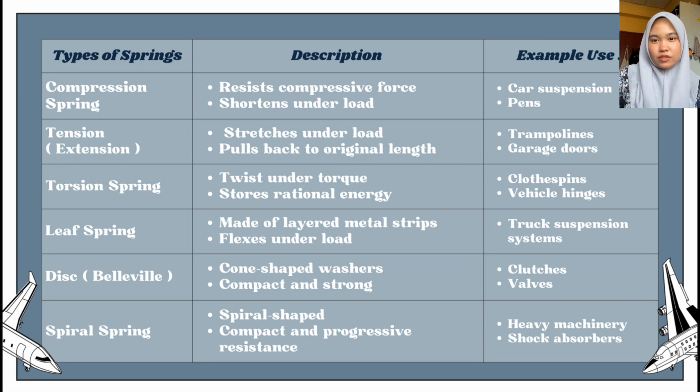And lastly, we have spiral springs. These are spiral-shaped and offer compact and progressive resistance. You will find them in heavy machinery and shock absorbers, where consistent force and durability are essential.